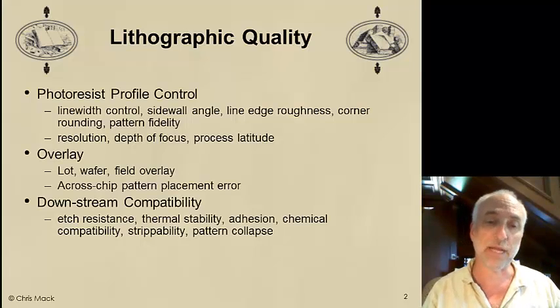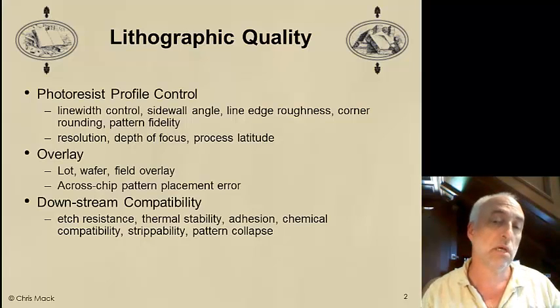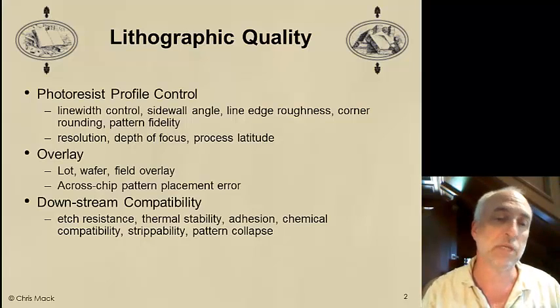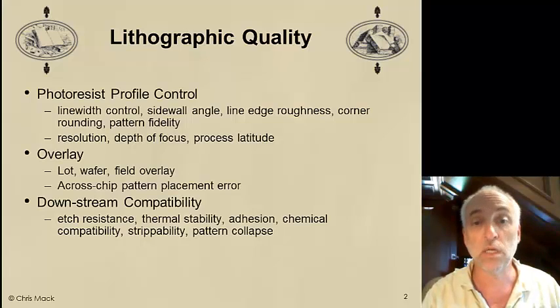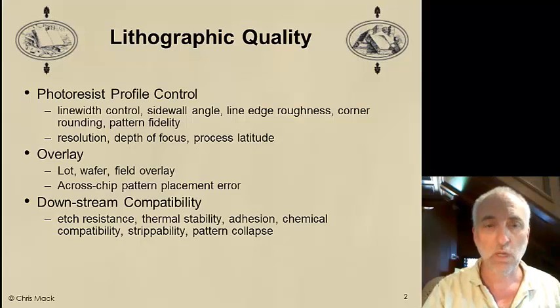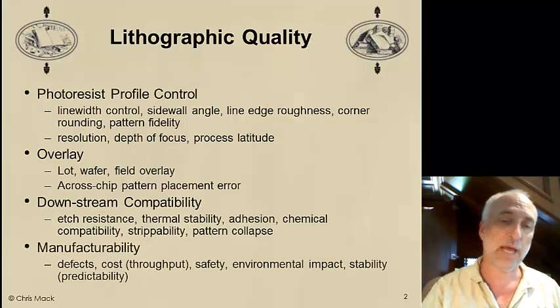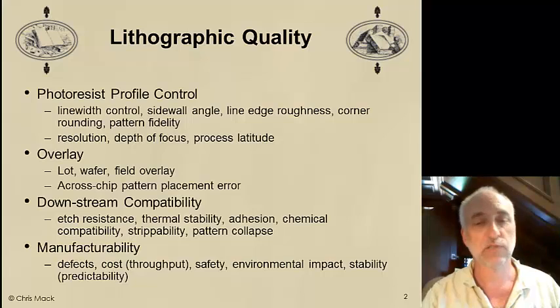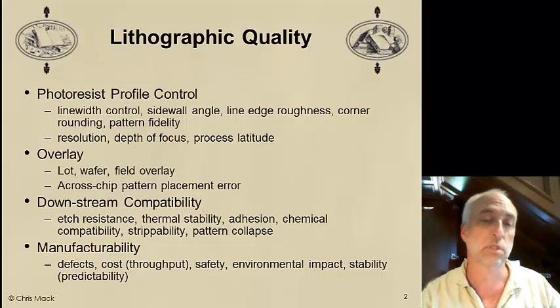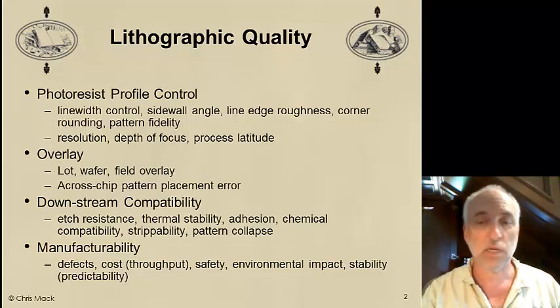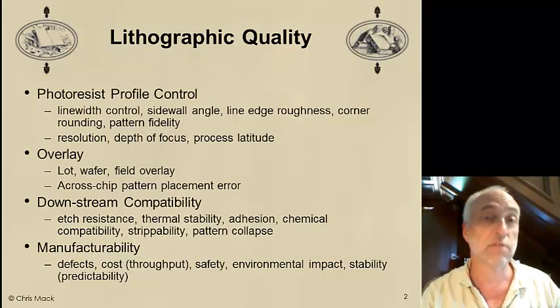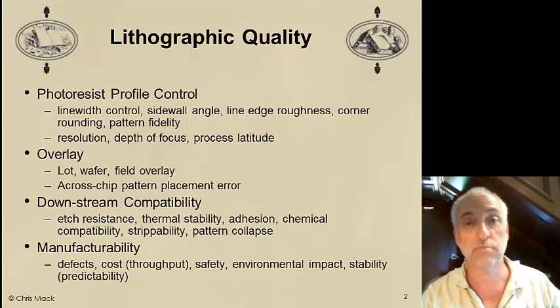So we worry about etch resistance, thermal stability, adhesion, chemical compatibility, strippability. Ultimately, we have to strip the resist off when we're done, and things like pattern collapse. But then there's the whole class of pure manufacturability. Things like defects, cost, which is a strong function of throughput of our exposure tools, safety, environmental impact, and for all manufacturing processes, predictability or stability of the process over time.